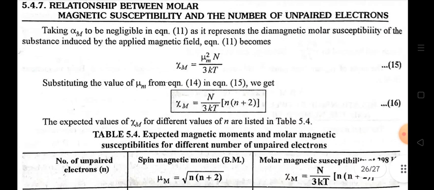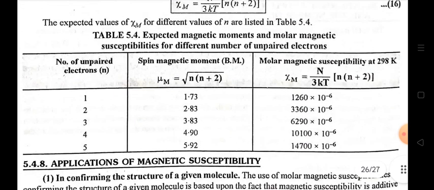Relationship between molar magnetic susceptibility and the number of unpaired electrons. Taking alpha m to be negligible in equation 11, as it represents the diamagnetic molar susceptibility of the substance induced by the applied magnetic field, equation 11 becomes xi m is equal to mu m square into N upon 3 kT, that is equation 15. Substituting the value of mu m from equation 14 in equation 15, we get xi m is equal to N upon 3 kT into n into (n plus 2), that is equation 16. The expected values of xi m for different values of n are listed in table 5.4.